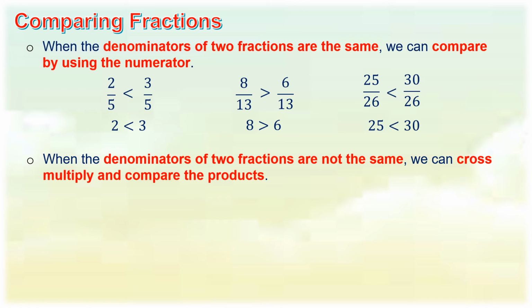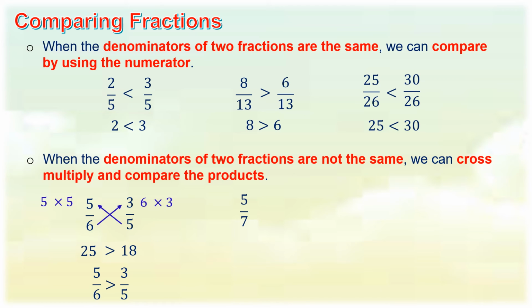Now, when the denominators of two fractions are not the same, we can cross multiply and compare the products. So suppose we have 5 over 6 and 3 over 5. So in here, we are going to cross multiply 5 times 5, which is equal to 25, and 6 times 3, which is equal to 18. So 25 is greater than 18, so therefore 5 over 6 is greater than 3 over 5.